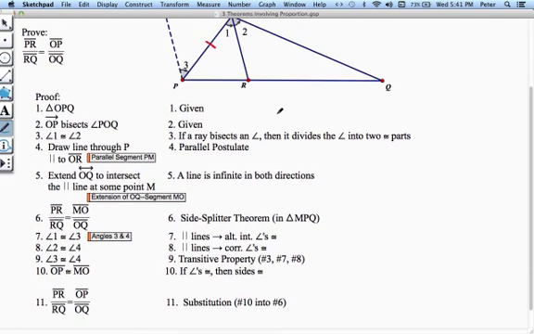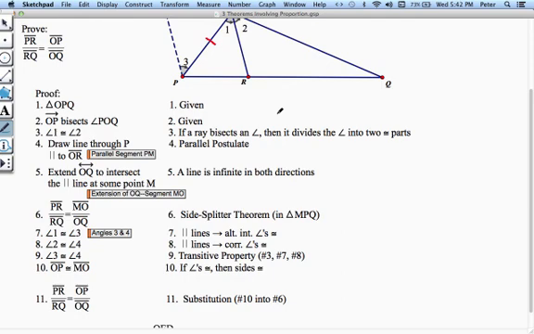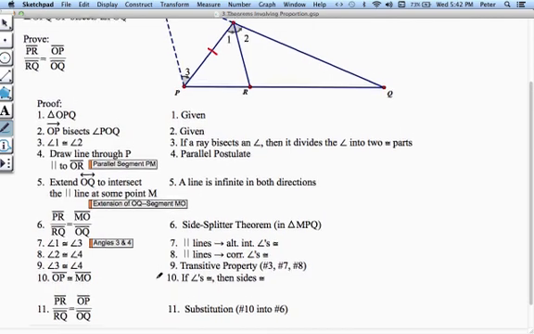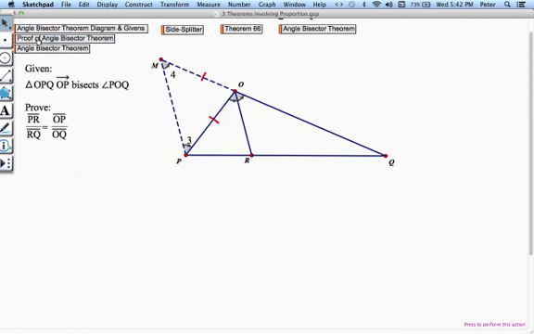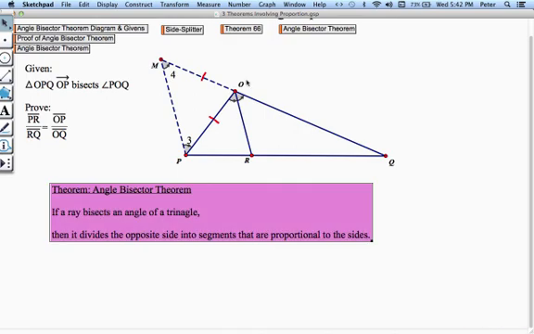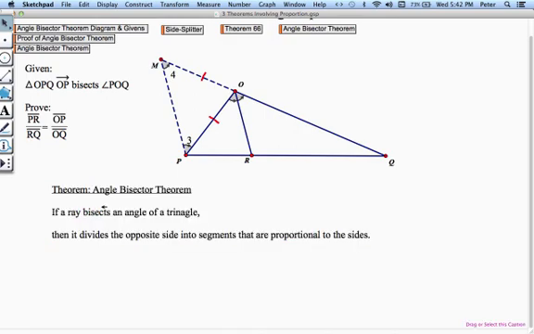That allows us to make a substitution into our step number 6, that PR over RQ equals OP over OQ, which is exactly what we needed to prove. Okay, so it's true. Let's get it down then. The angle bisector theorem says if a ray bisects an angle of a triangle, any angle of a triangle, then it divides the opposite side into segments that are proportional to the sides.